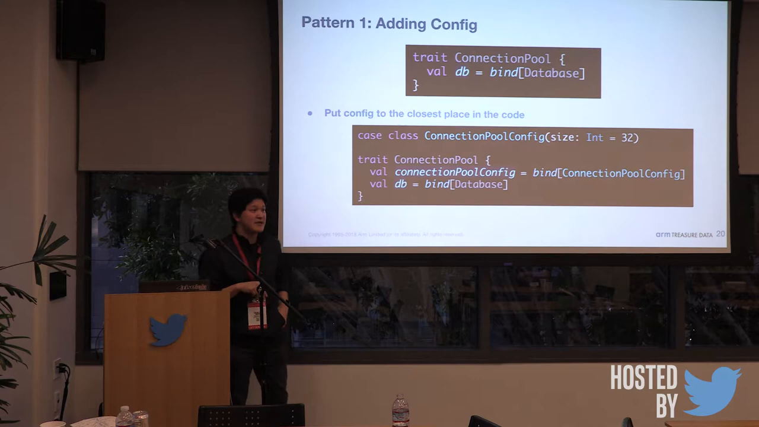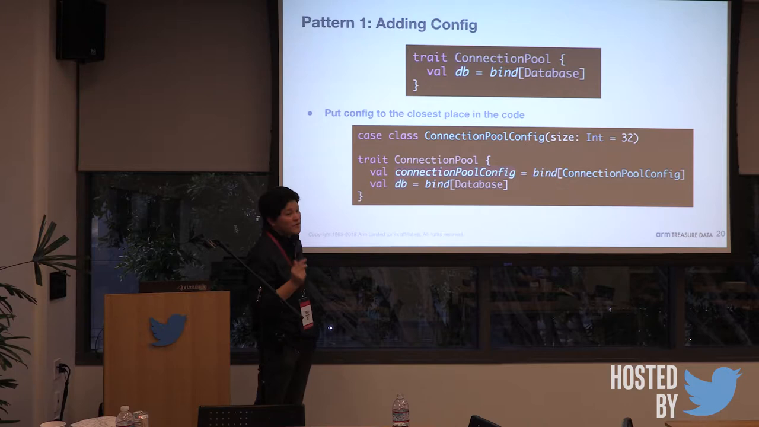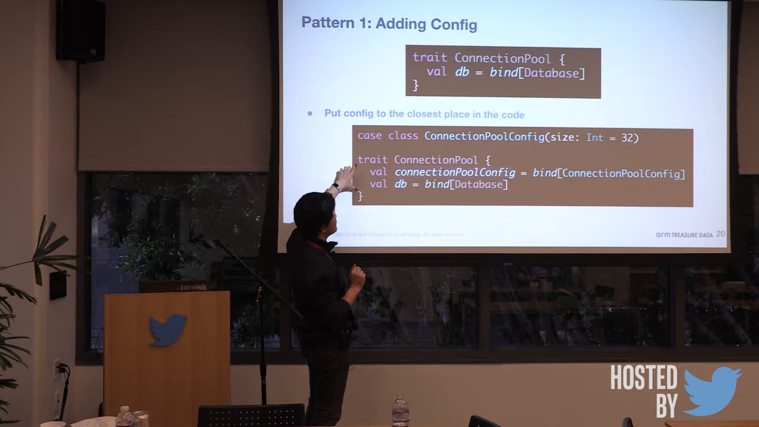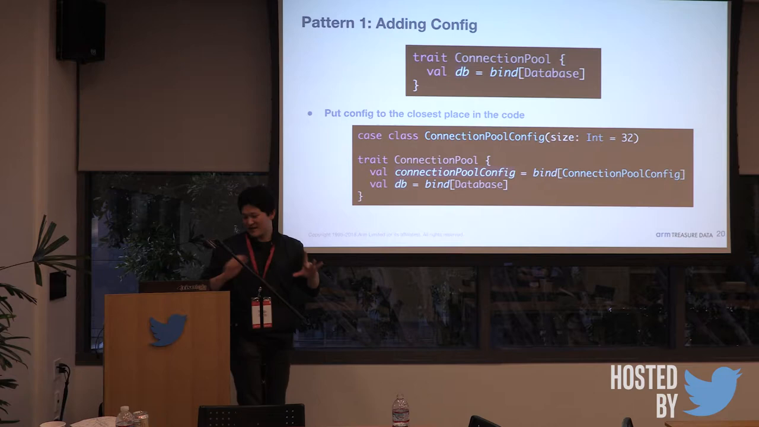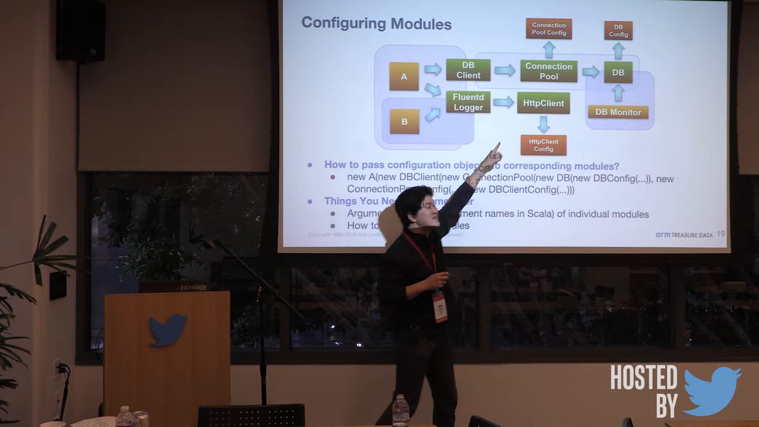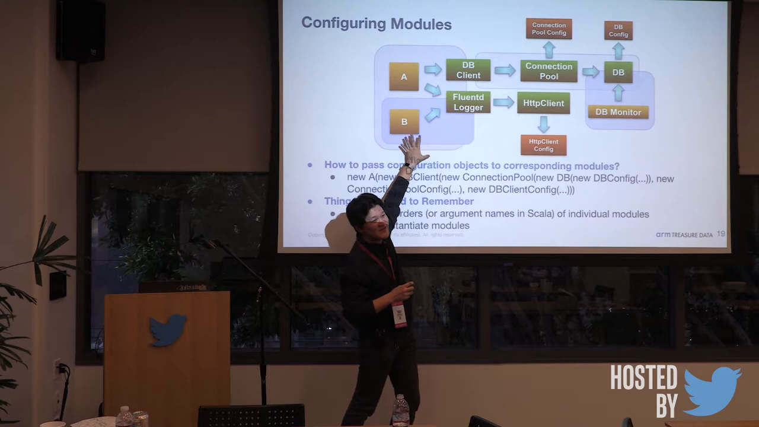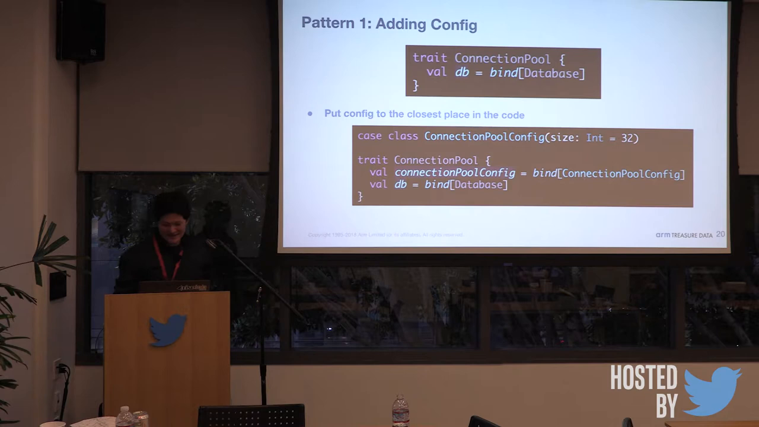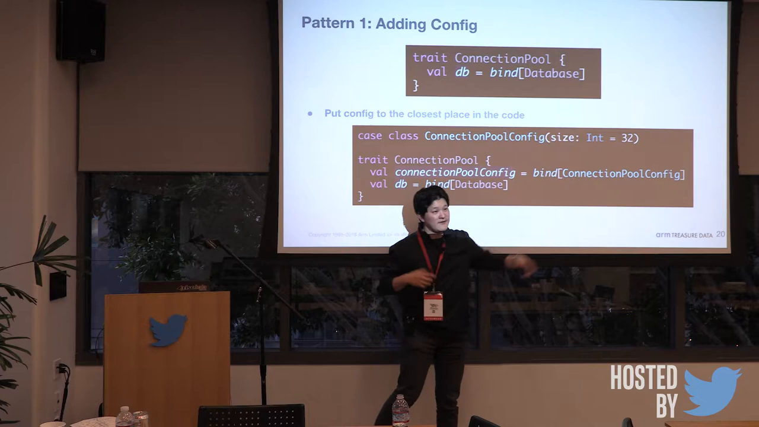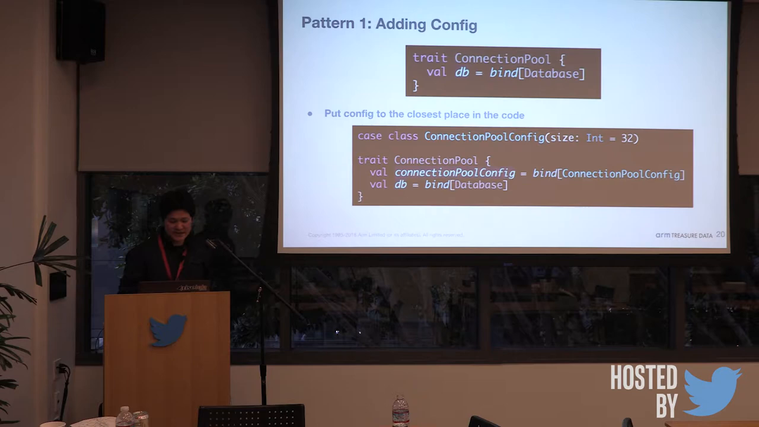In Airframe, adding configuration to your module is quite straightforward. Because if you define a connection pool service, you can immediately define your configuration here. You don't need to think about how to pass this configuration object. For example, the connection pool configuration is over there. But in writing A and B, the connection pool configuration should not appear in the code. So actually, this looks quite simple, but it's not natural in reality. By using bind, you let Airframe pass the configuration on your behalf, and you can simplify the process when you write this kind of code. So you can put the configuration in the closest place in the code. That is one of the advantages.